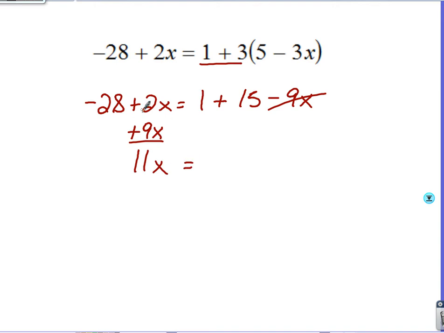Since I've moved all my x's over here, let's move all our numbers to this side. I'm going to put it under 15. It doesn't matter which one you write it under. So I have a plus 15. I have this plus 1 from here. And a minus 28 is going to turn into a plus 28. And I believe that's 44. We add those together.